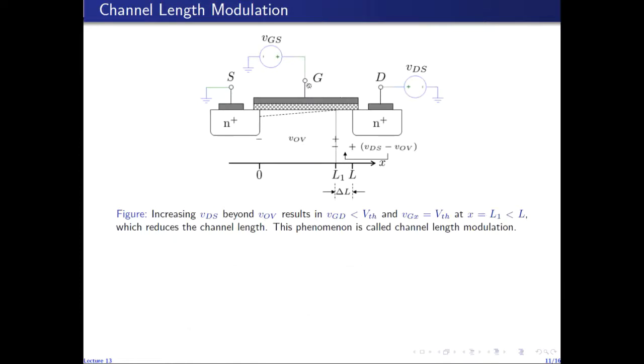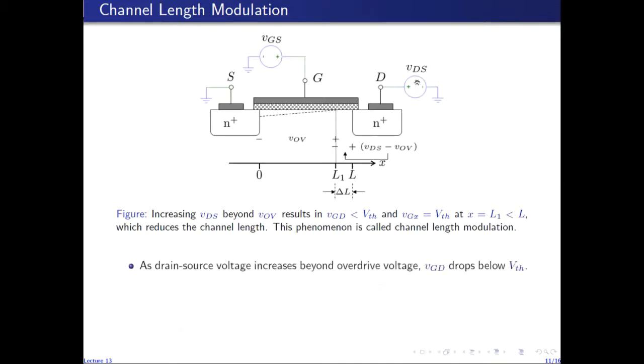And at that point, the depth of the channel at the drain reduces to 0. So there is no channel at the drain. This we call the channel pinch-off phenomenon. That is, the channel at the drain gets pinched off. And we said that increasing VDS beyond VOV does not change the shape of the channel, and hence the drain current remains the same.